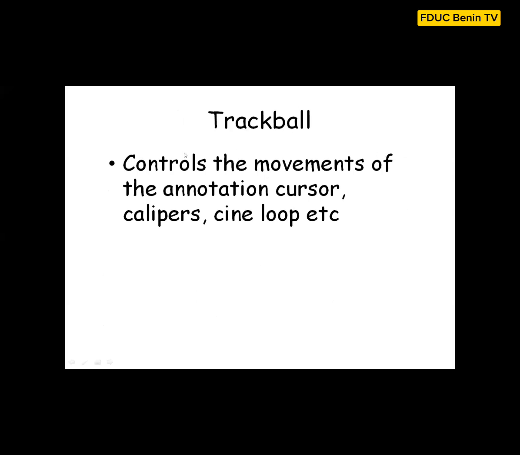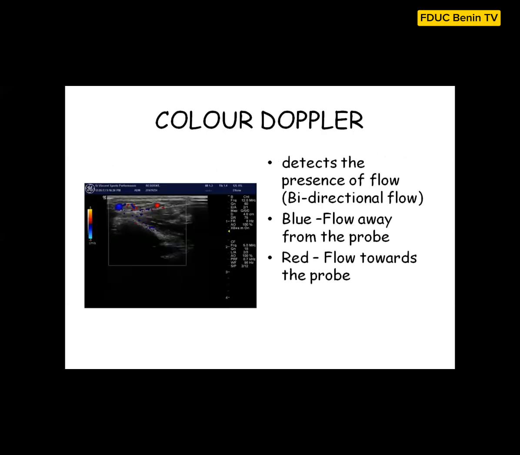Okay, so the trackball is another very common knob. You will always use the trackball. It helps you to control the movement of the cursor, the calipers, the cine loop. It's just like a ball. You just keep moving it. It's very helpful. It helps you to control all those movements.